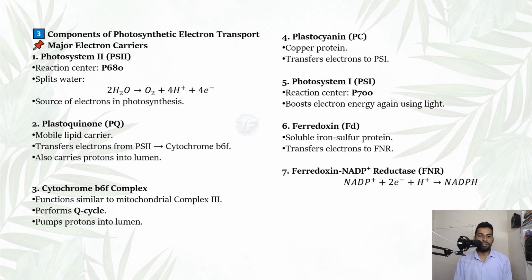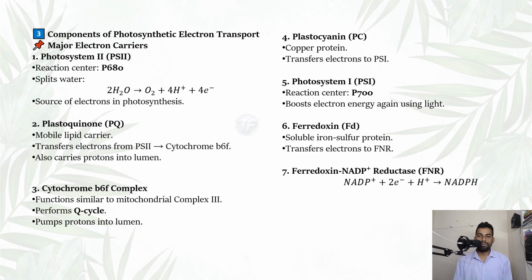Third component, the cytochrome b6f complex. Its function is similar to mitochondrial complex 3. It performs the Q cycle. We will see it later. It pumps protons, hydrogen ions, into the lumen. Fourth component, plastocyanin. It is a copper protein, so please remember it is a copper protein. It transfers electrons to PS1.